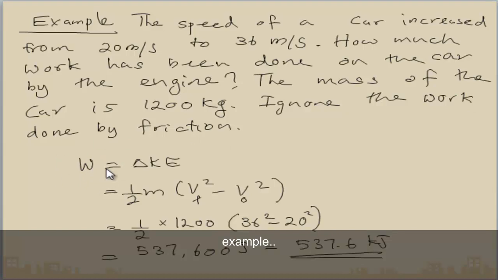We can use the work energy theorem. Work equals delta KE, which is 1/2 m times (v final squared minus v initial squared). So that's 1/2 times 1200 times (36 squared minus 20 squared). That becomes 537,600 joules. So that's 537.6 kilojoules.